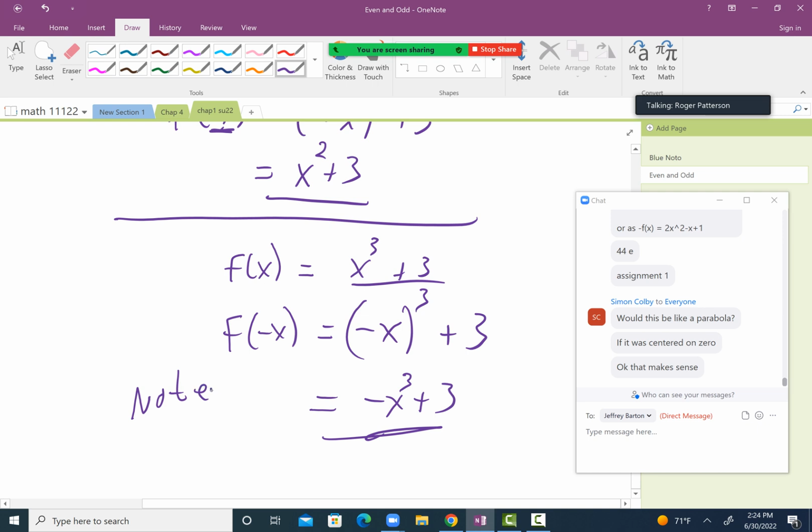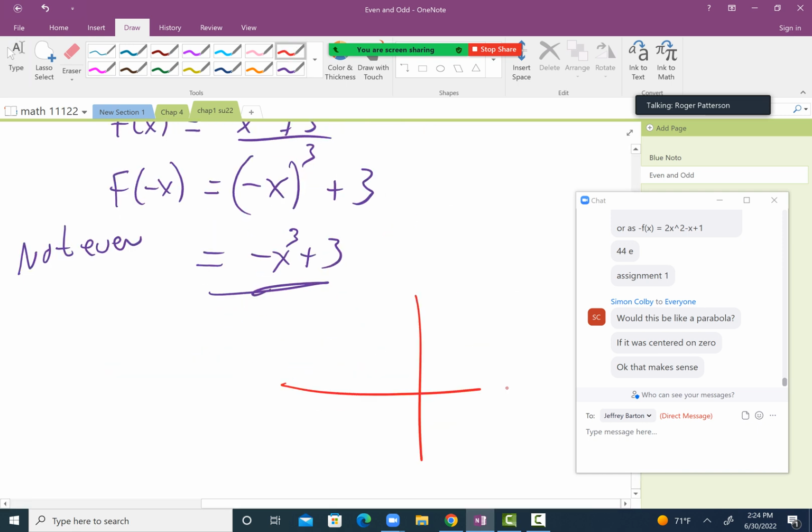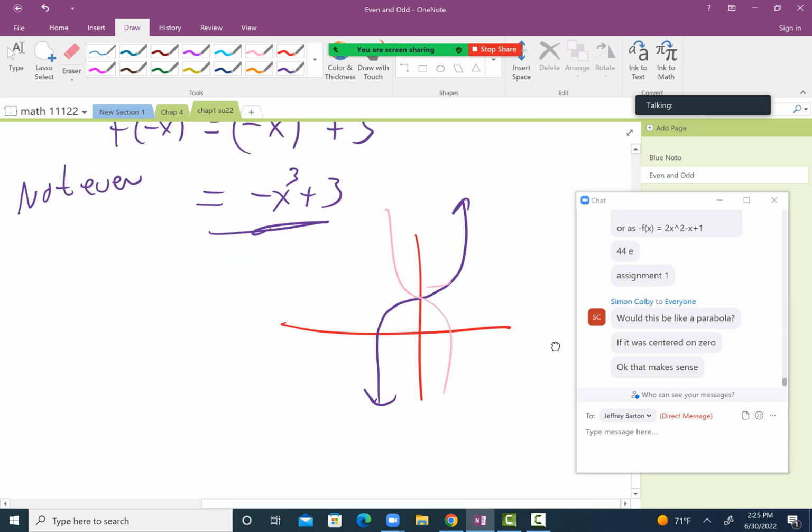And you can graph it too, right? You could have typed those in Desmos and checked what x cubed plus 3 looks like and see, hey, is that going to be symmetric? In fact, if you graph it, it looks something like this. And no, it doesn't work, because if you fold it, this part's going to come over here and this part's going to come over there, and it doesn't work out. So you can look at it either way, graphically or algebraically. So that's even functions.